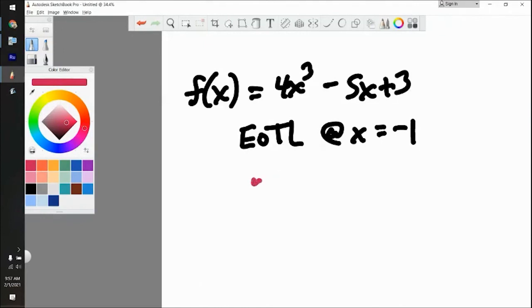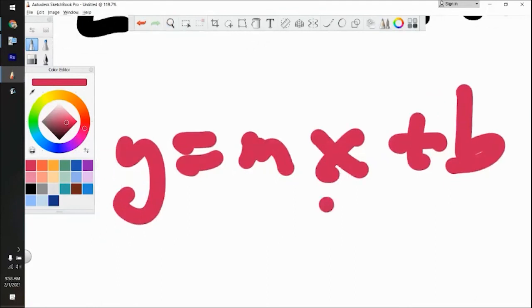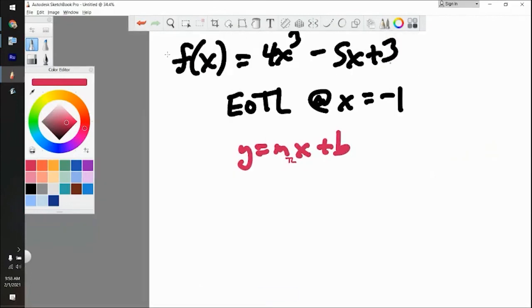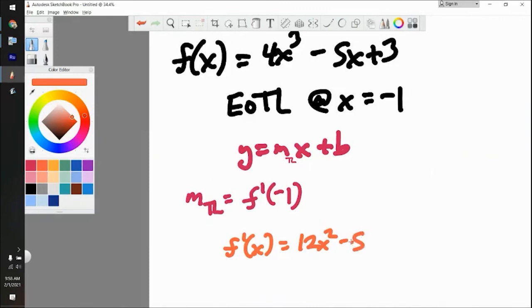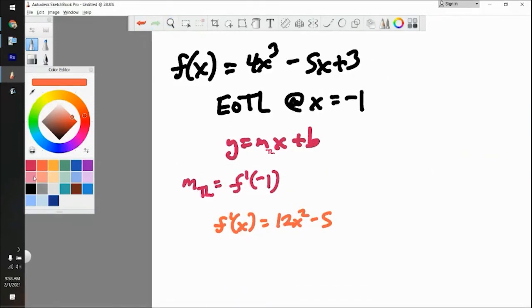First thing I needed, so we're looking for the y equals mx plus b. But this m that we're looking for is a special m. It's the m of the tangent line because we're looking for the equation of a tangent line. Well, the slope of a tangent line is equal to the derivative of f of x. In this case, we're actually looking for the slope at -1. So first thing we need to do is find our f prime of x. So it's going to be 12x squared minus 5 for the derivative. And then we plug in -1.